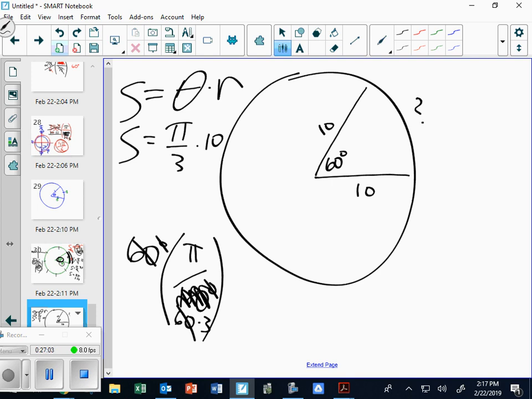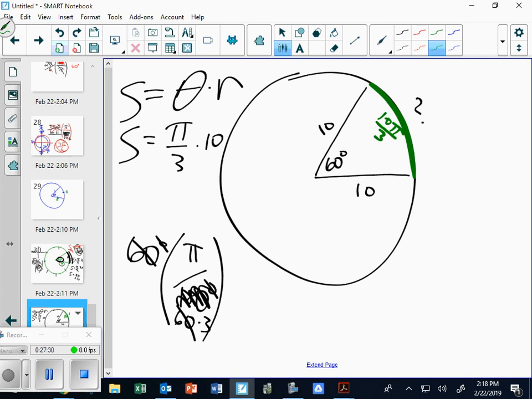And I know it feels weird. This distance is 10 pi over 3. That's the same as about 10. Why is it about 10? Because it's almost a radian. Isn't 60 degrees really close to a radian? So that side should be really close to 10. But it's not 10. It's really close to 10.